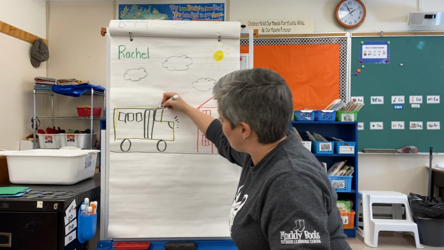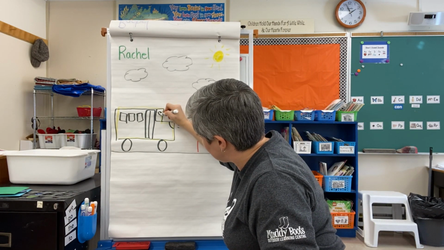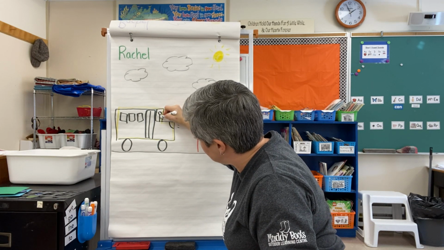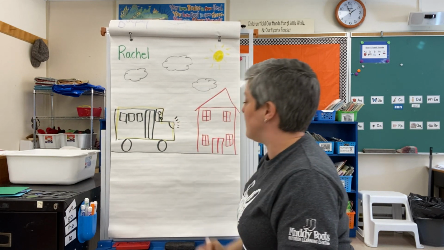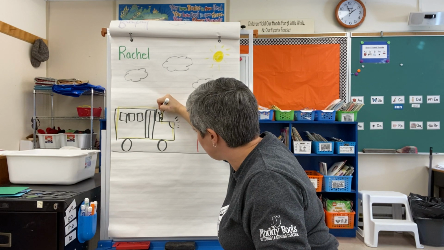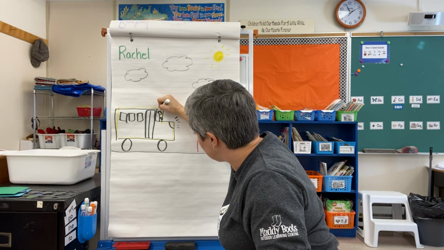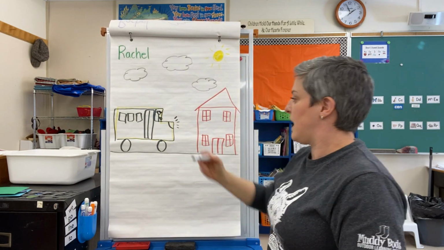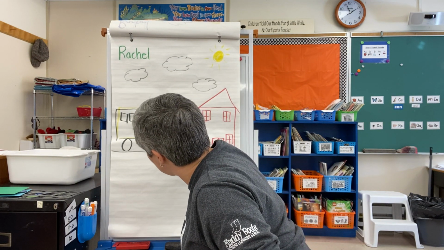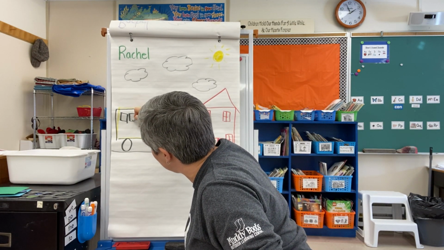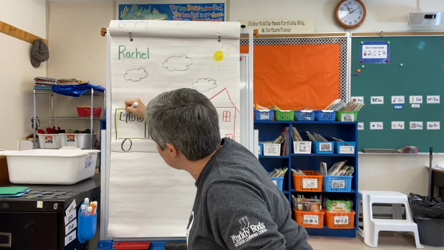So there would be a driver on the bus. Here's my driver's head, and she would be sitting in her seat, and she would be touching a steering wheel. And she would have two eyes and a nose and a smile. And we're going to give her curly hair. And then there would also be kids on the bus. Yay, they say. Their arms are up. Yay, we're at school.